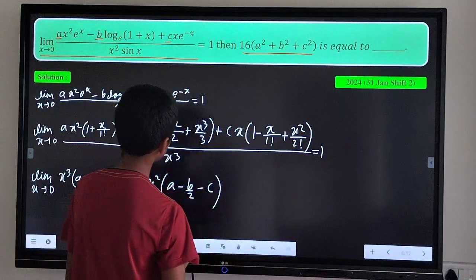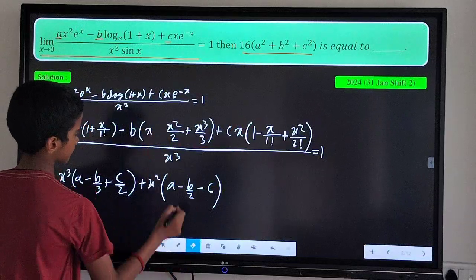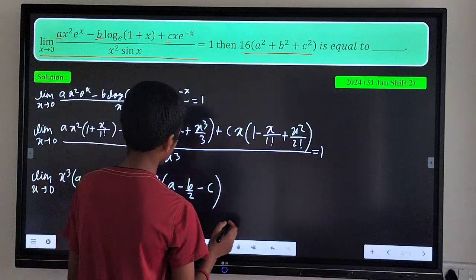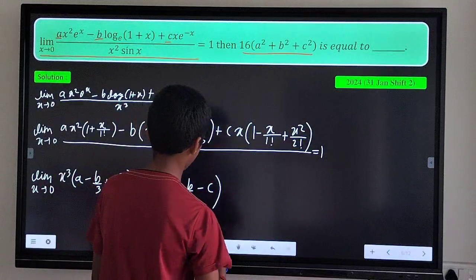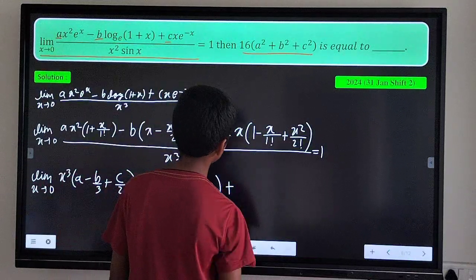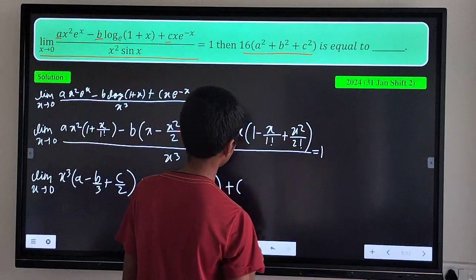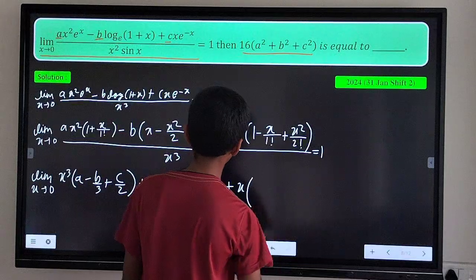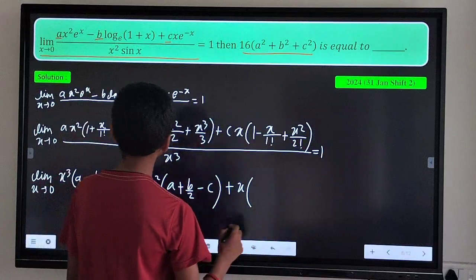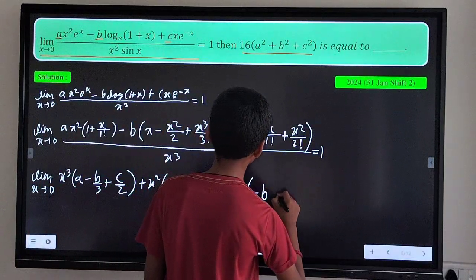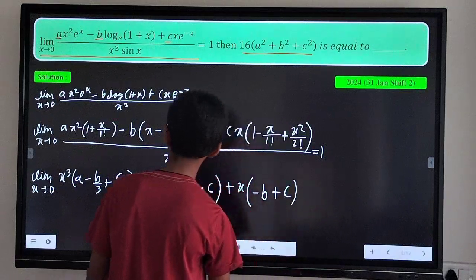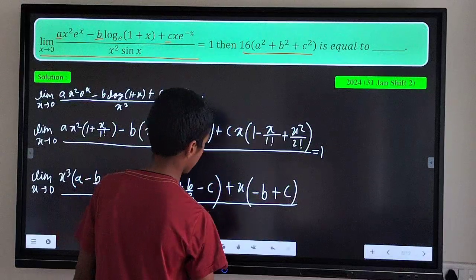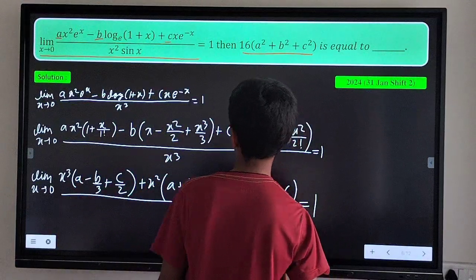minus c. Wait a minute, I made a mistake. Here is minus. So our this will become a plus b by 2 minus c plus c times, plus x times we will get minus b plus c, whole divided by x cube, which is equal to 1.